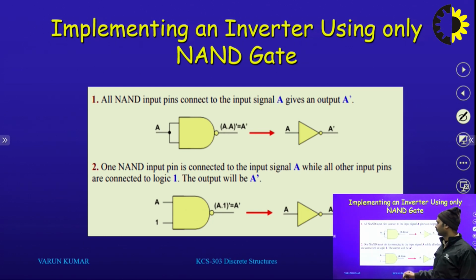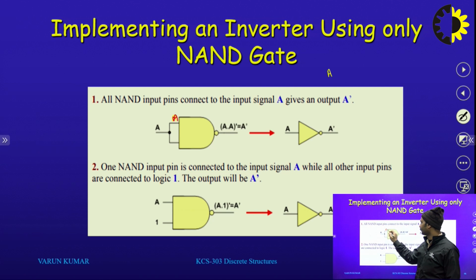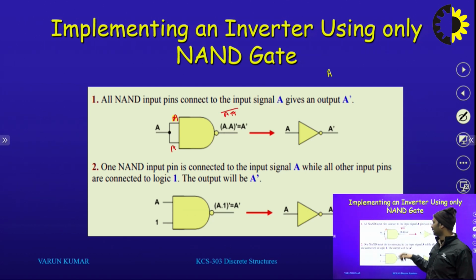So take the NAND gate. What is the logic of the NAND gate? The NAND gate is AND bar. It means if we connect both inputs to A, then what comes here? A. What comes here? A. And what comes here? A. Then (A dot A) bar becomes A bar. It behaves like a NOT gate.